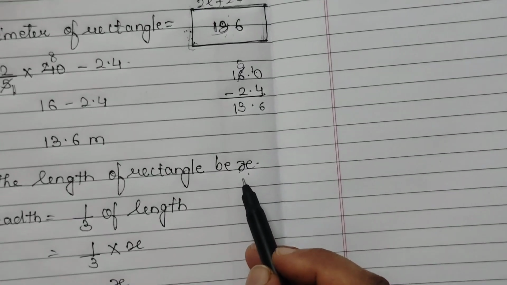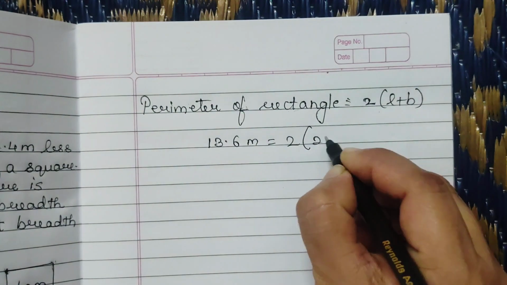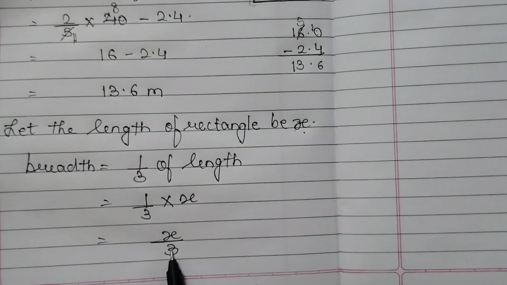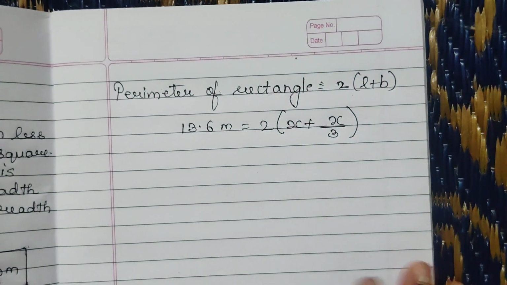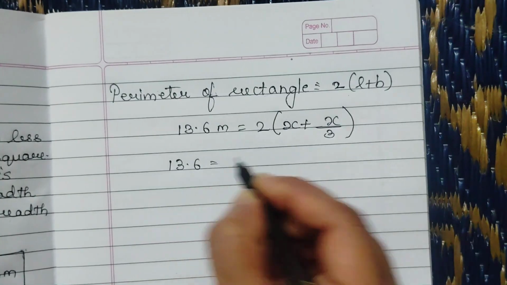Now what is our length over here? Length we took as x. See here, let the length of the rectangle be x. So I will write x, then plus. Now what is the breadth? Breadth is x upon 3. Right? Now the remaining we will write as it is: 13.6 is equal to twice.